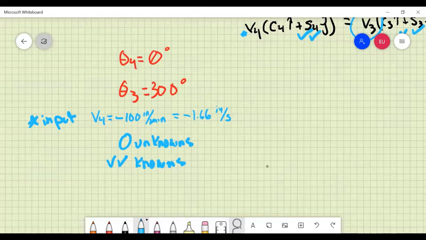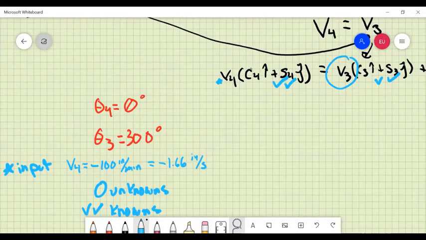Now you can leave this as positive, but then when you substitute 180 here, it will change it to negative. So I think it's best to include the negative here, because theta 4 is 0. It's not going to make this negative.